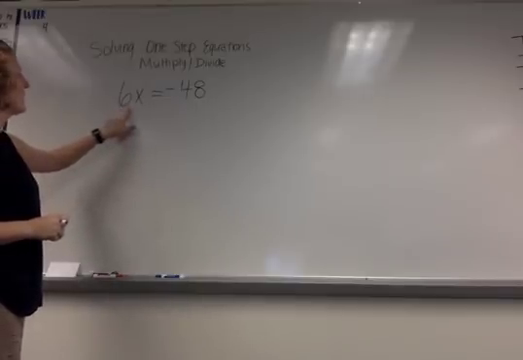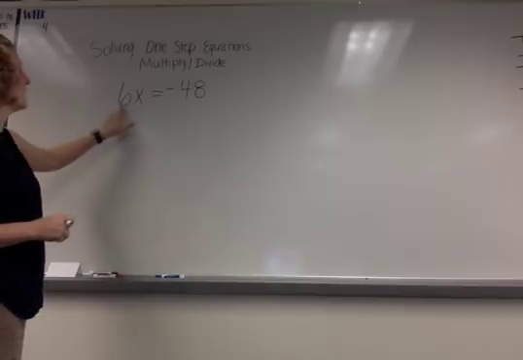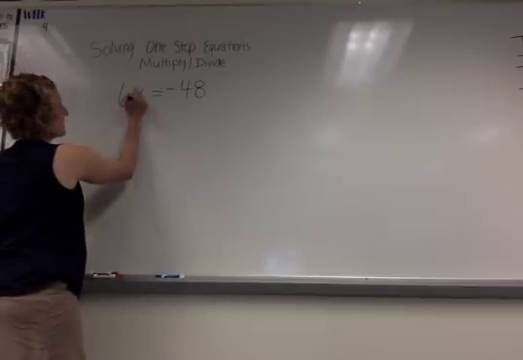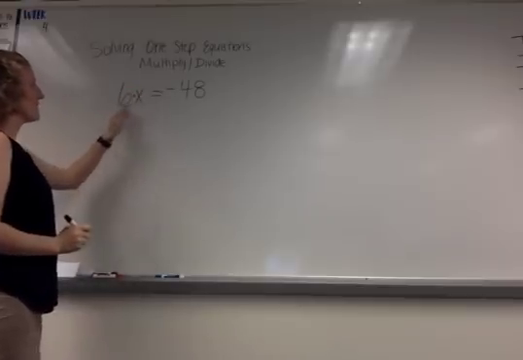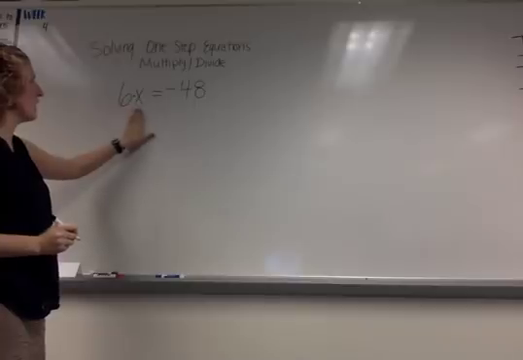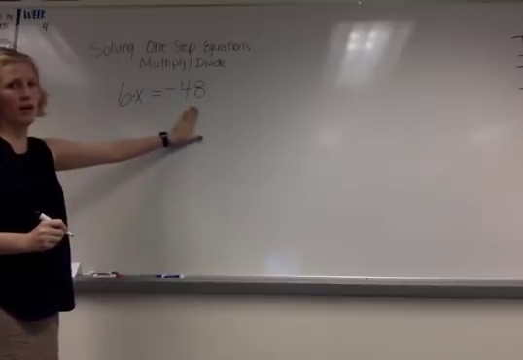Remember, if you have 6 and x, or any number right in front of a variable, that's like they're saying 6 times x. So it's 6 times x equals negative 48. So 6 times what equals negative 48?